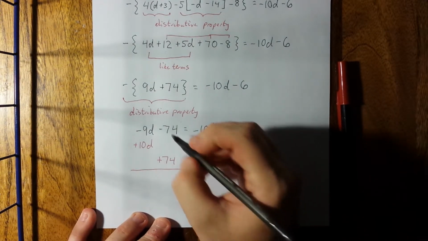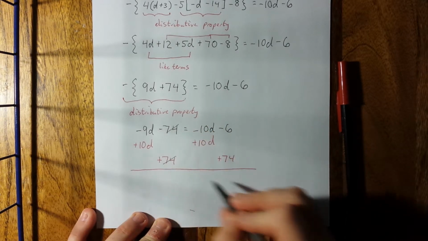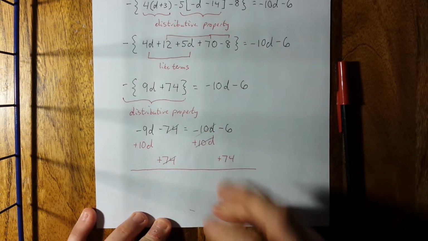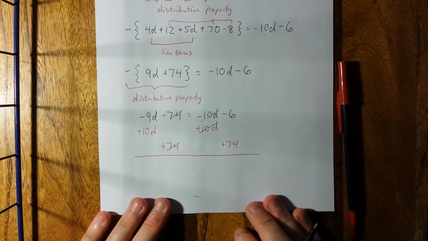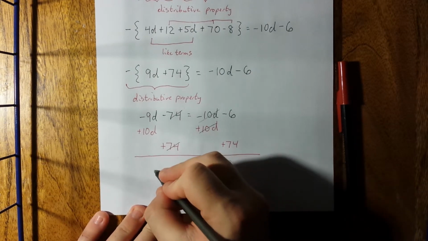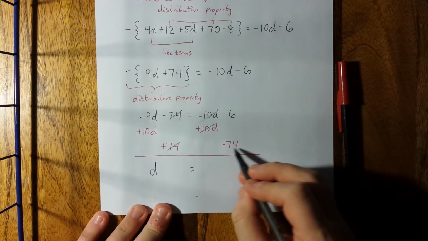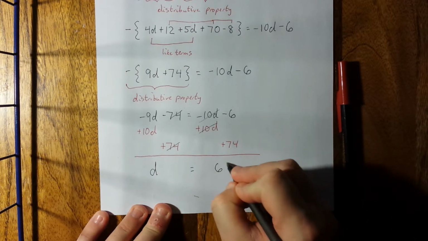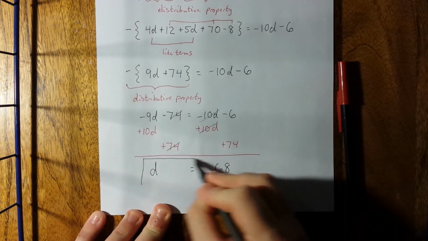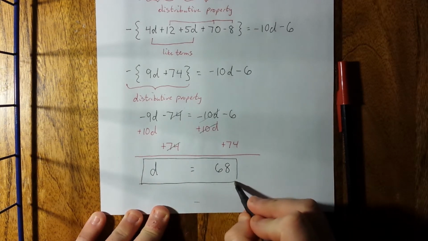So, on the left-hand side, these bad boys cancel out. On the right-hand side, these bad boys cancel out. Left-hand side, we have minus 9d plus 10d. That simplifies to 1d. On the right-hand side, we have a plus 74 and a minus 6. That simplifies to positive 68. That is my final answer here.